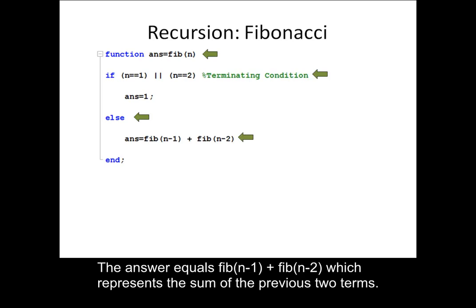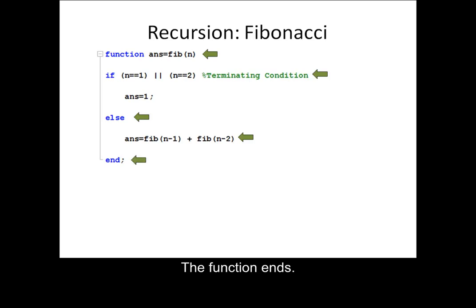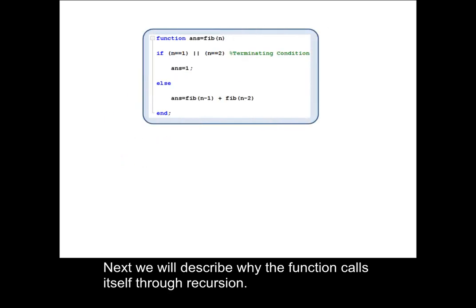The answer equals fib(n-1) plus fib(n-2), which represents the sum of the previous two terms. The function ends. Next, we will describe why the function calls itself through recursion.